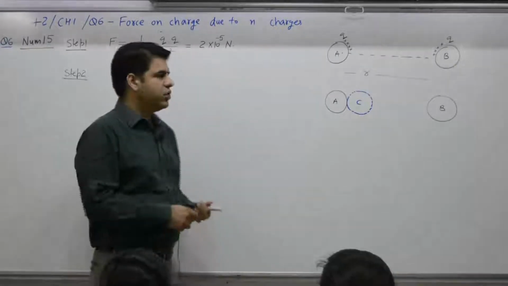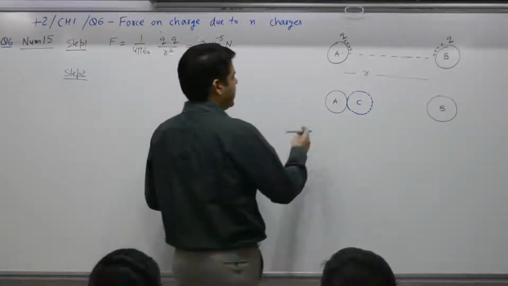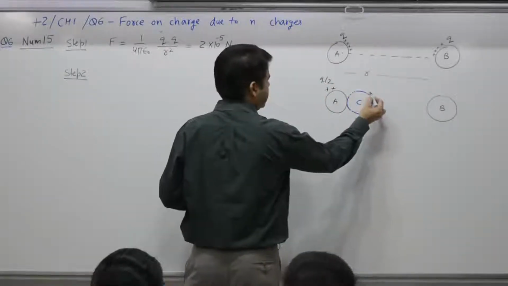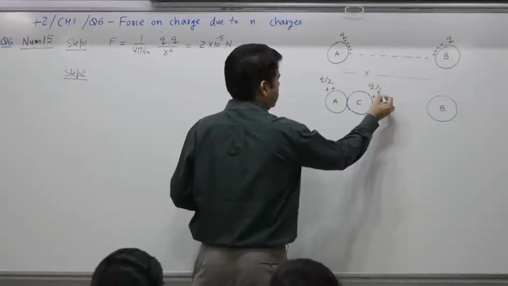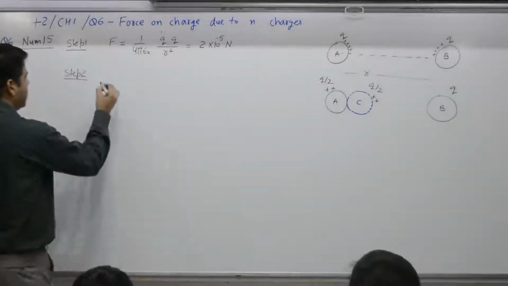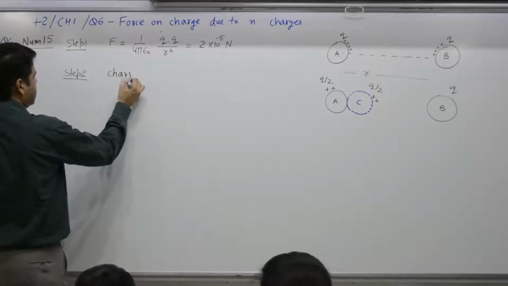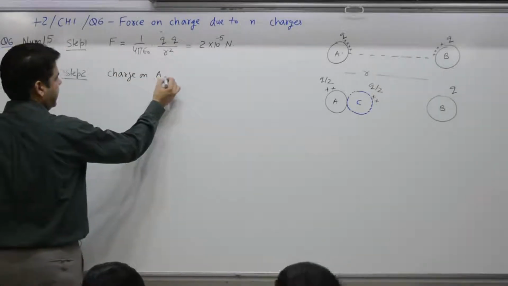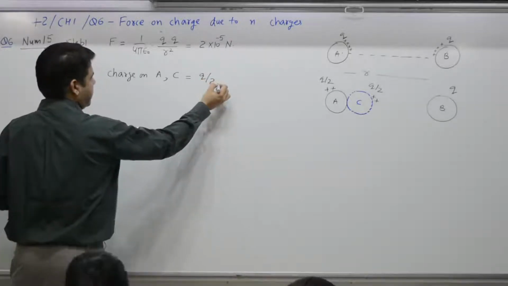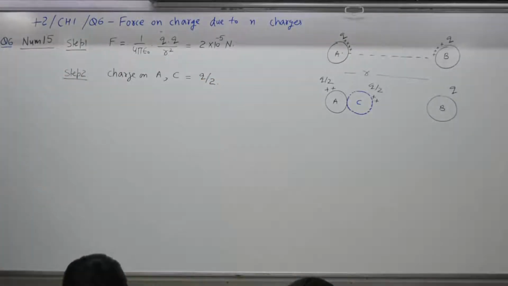Similarly here also, if you connect the two, what you find is the charge on this is Q by 2. Charge on this is also Q by 2. This charge is Q. This is step 2. That is, the charge on A and C is the same, Q by 2. Then what? Go through the question. Everything is given in the question.